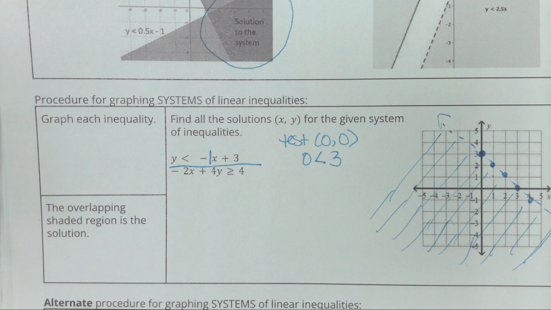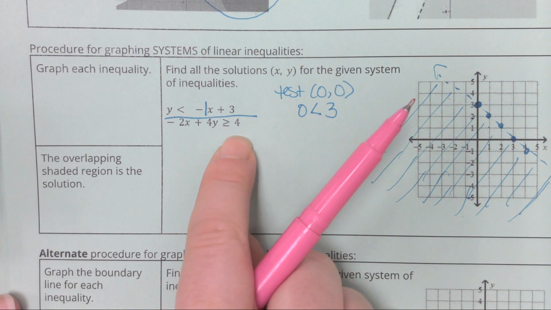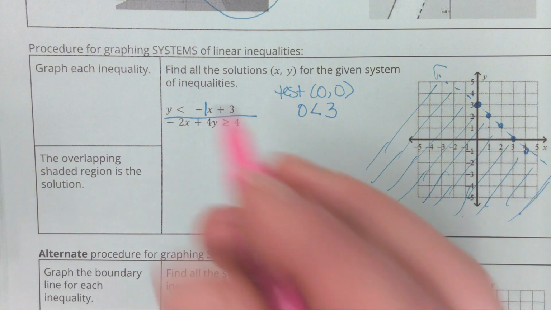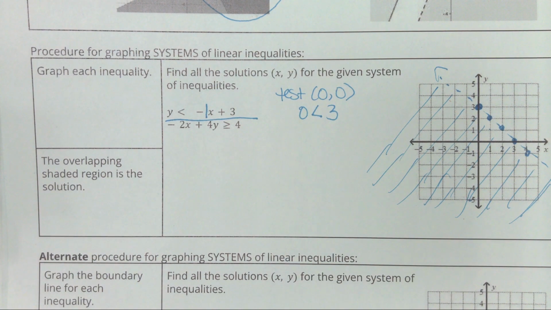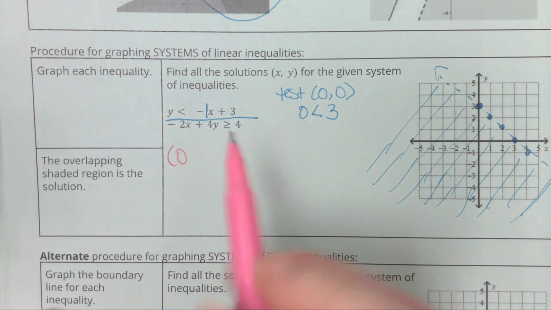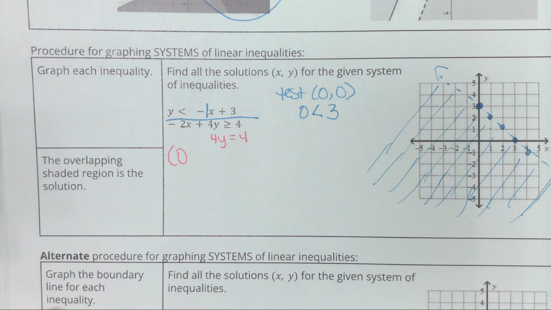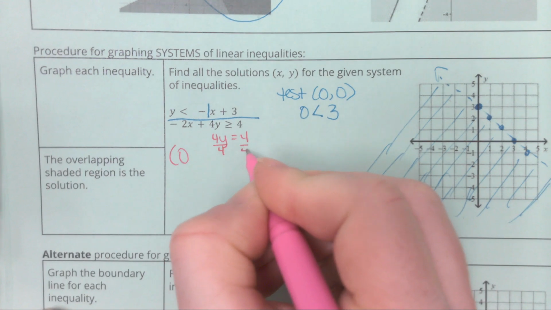Okay, so the added step now is, now I graph the second line. Do you see how this line is not in slope-intercept form? All right, so let's review that. This isn't testing a point. I plug in and find the x and y intercept. So if I put 0 in for x, I would get 4y equals 4. What's y? 1.